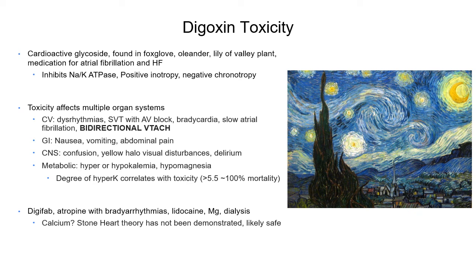Then there are the CNS effects, and the very classic CNS effects are yellow halo visual disturbances. In Van Gogh's Starry Night, the thought is that his painting was affected by digoxin, which is why he painted like that. The CNS effects can also be delirium and confusion, and metabolically we get hyperkalemia or hypokalemia, either or, and then hypomagnesemia.